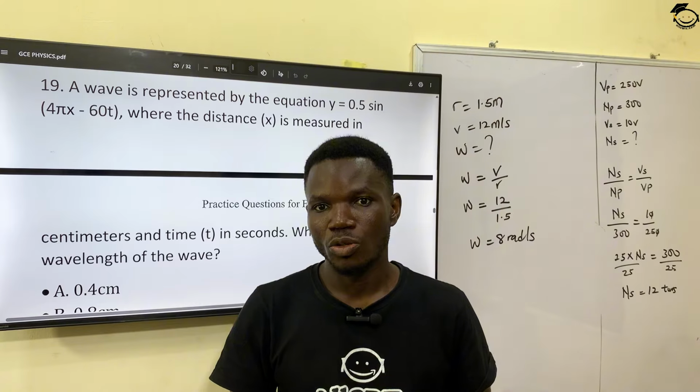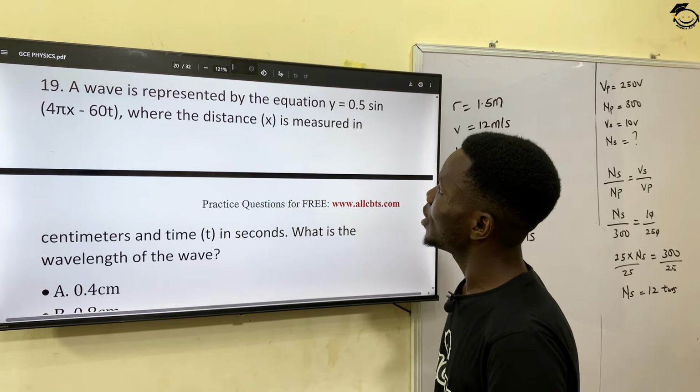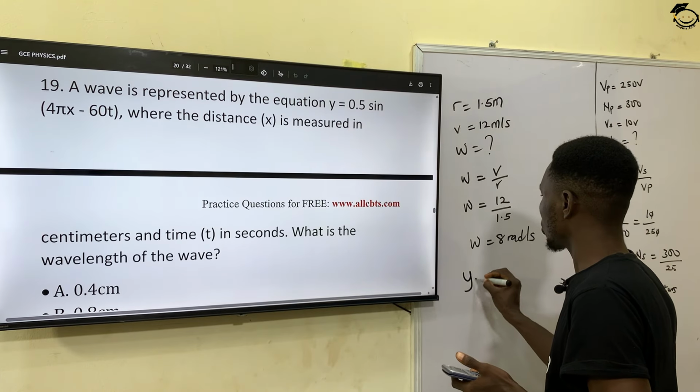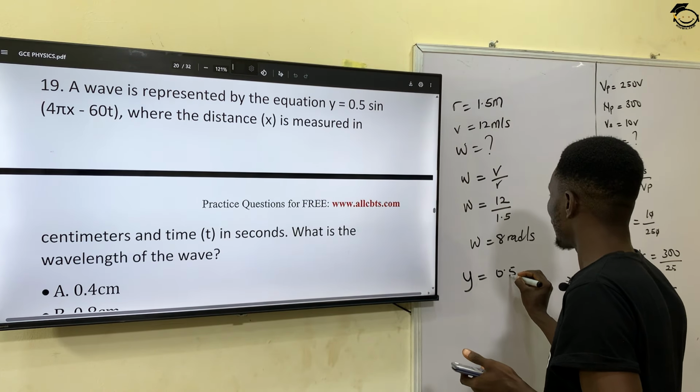So that takes us to question number 19, which says, a wave is represented by the equation y equal to, so we have our wave equation to be y equal to 0.5 sine.